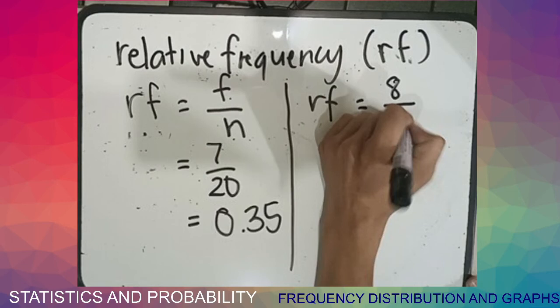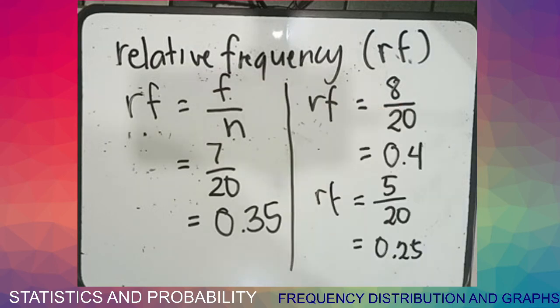Next, RF equals 8 divided by 20. Pag dinivide natin si 8 sa 20, anong sagot? Ang sagot dun ay 0.4 or 0.40. Sakto. Next, RF equals 5 divided by 20. It is equals to 0.25. Sakto pa din. So nakuha na natin yung lahat ng RF for the frequency distribution.